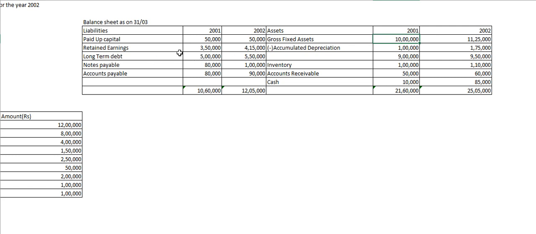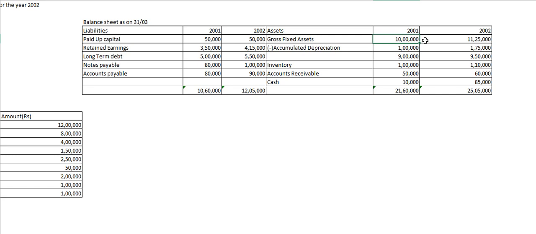Long term debt has increased, so borrowings have happened. If borrowings have happened, you will add it because there is a cash inflow. Next is notes payable. Notes payable has increased. Notes payable is a current liability, so if it increases, you will add it. Accounts payable have increased, so you will add it in your working capital changes.